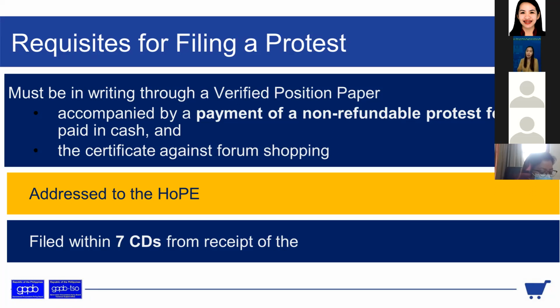Depende sa ABC, magkano din yung protest. Hindi siya fixed price, hindi siya fixed percentage. It really depends on the amount of the ABC. So the verified position paper must be in writing, and it must be accompanied by proof of payment of the non-refundable protest fee to be paid in cash. Cash po, wala na pong letters of credit dyan, tsaka wala na pong bid securing declaration dyan, ha? Cash na talaga yan. And certificate against forum shopping.